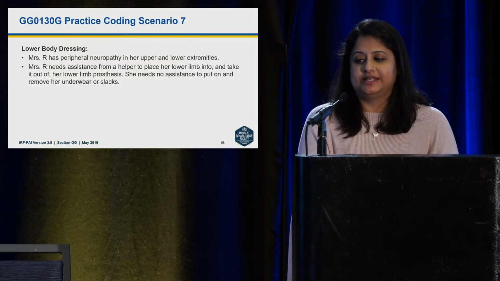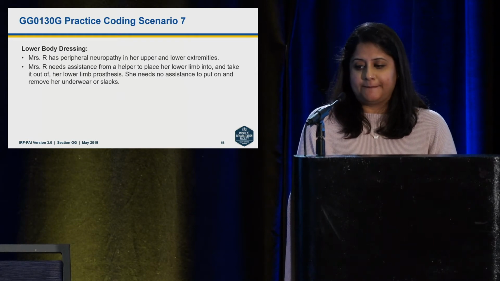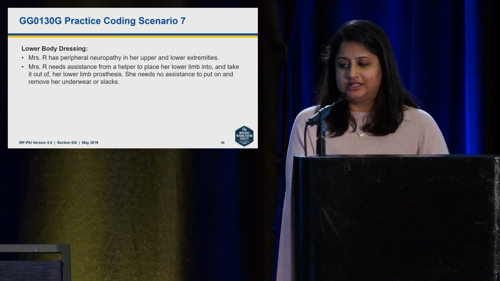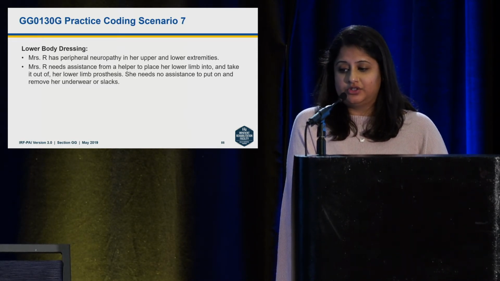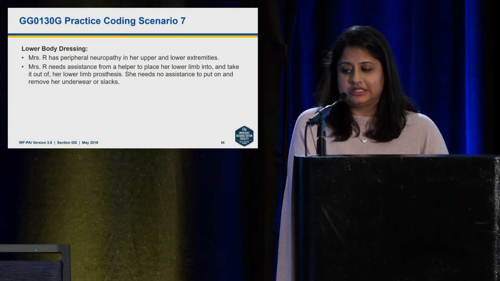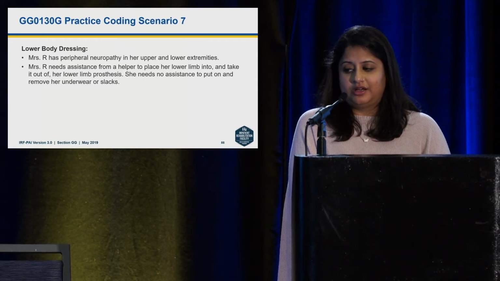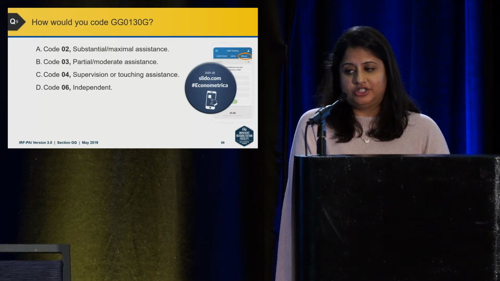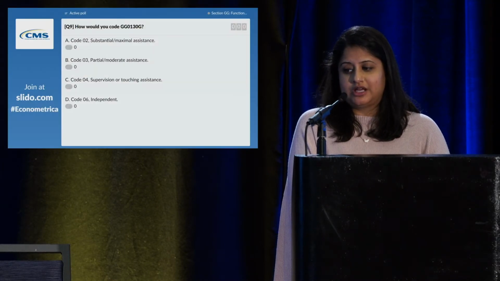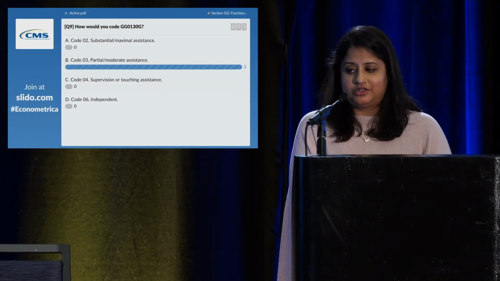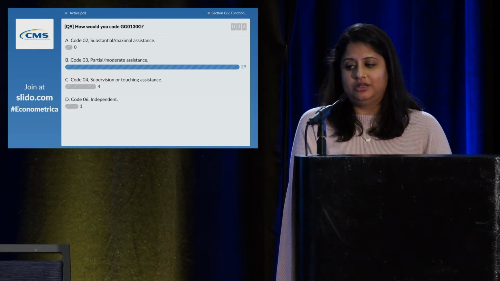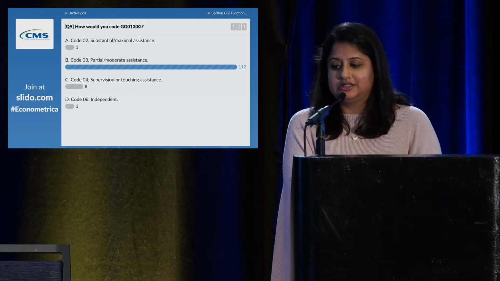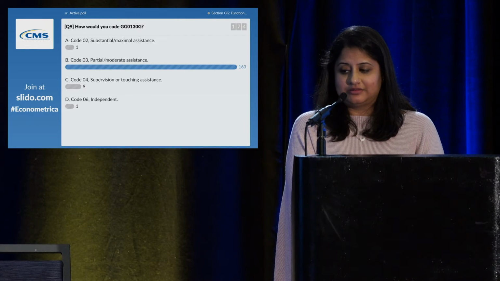So here's our coding example for GG0130G. Mrs. R has peripheral neuropathy in her upper and lower extremities. Mrs. R needs assistance from a helper to place her lower limb into and take it out of her lower limb prosthesis. She gets no assistance to put on and remove her underwear or slacks. So based on this information, how would you code GG0130G? Your options are A, 02, substantial or maximal assistance, B, 03, partial or moderate assistance, C, 04, supervision or touching assistance, or D, 06, independent.